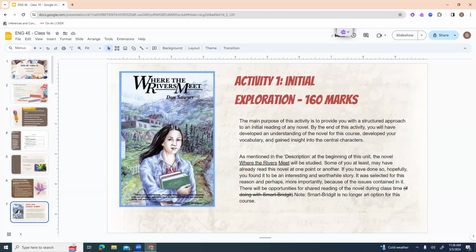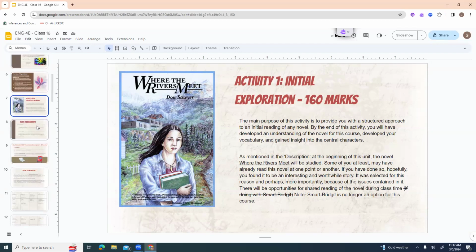It was selected for this reason, and perhaps more importantly, because of the issues contained in it. There will be opportunities for shared reading of the novel during class time if you are doing it with Smart Bridget. Note, we are no longer using Smart Bridget in WASA, so that's unfortunately no longer an option. I will do a little bit of reading just to help people get started on the novel.